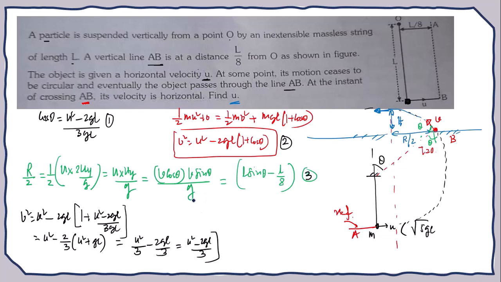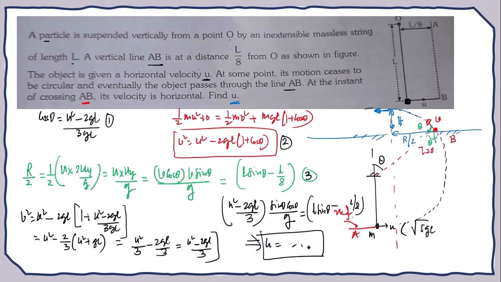So once I put it over here, once I put it over there, in equation number 3, what I can simplify is that V square equals to how much? From equation number 3, u square minus 2gl by 3 is the V square number into sin theta into cos theta by g, that should be equal to L sin theta minus L by. Okay. So from this equation, if I simplify it, putting the value of sin theta and cos theta together, I can get the value of U. Okay, so that is the value of U. So you have to calculate it to get the value.